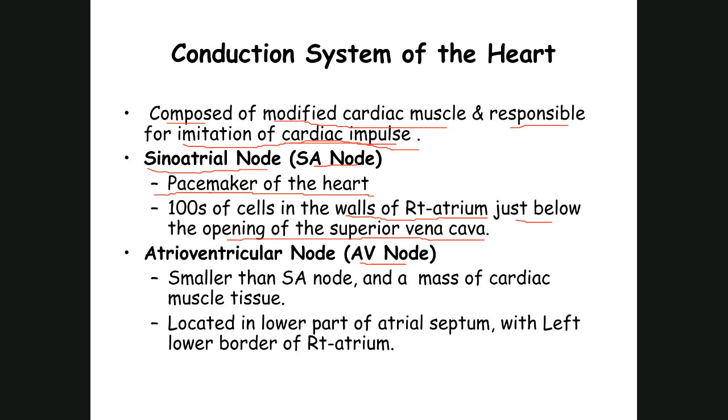Okay. Next, sinoatrial node, SA node. It is also called the pacemaker of the heart. Okay. Next, where is this SA node present? It is present in the walls of the right atrium. Where exactly in the walls of the right atrium? Just below the opening of the superior vena cava. Okay, it's clear.